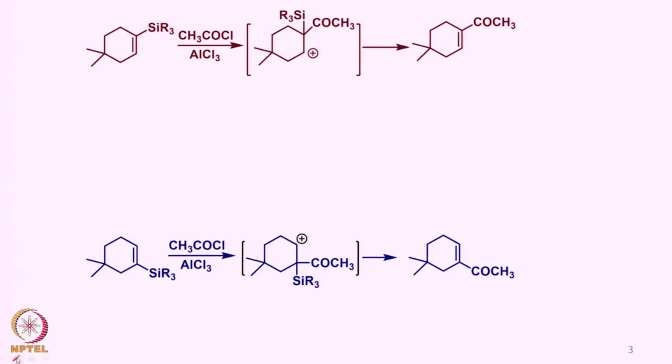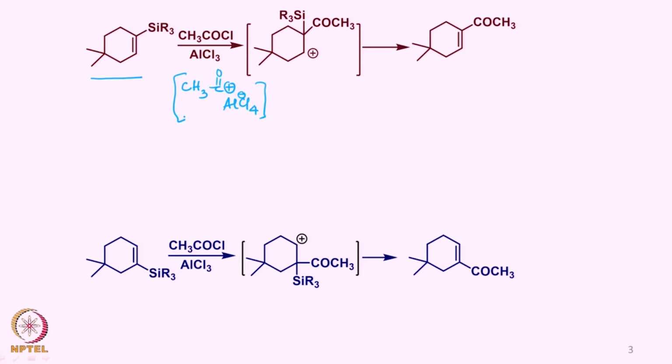So now if you look at this intermediate very carefully and react it with an electrophile such as acetyl chloride in the presence of aluminum chloride, we expect to get an intermediate of this type, which is a very reactive intermediate. So we will have AlCl4 minus here, and this can then react with the vinyl silane.